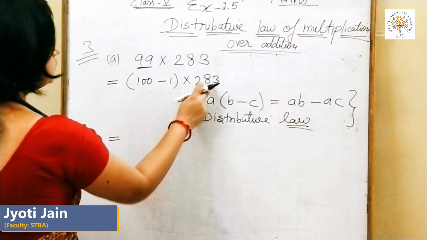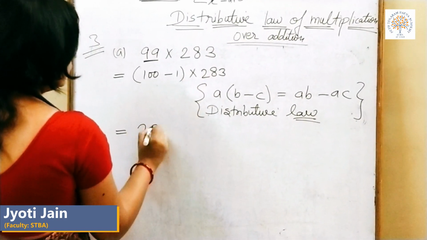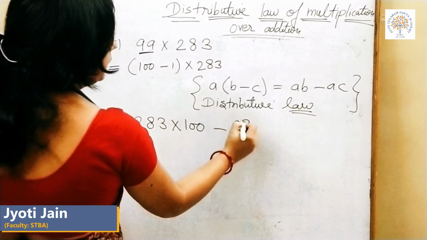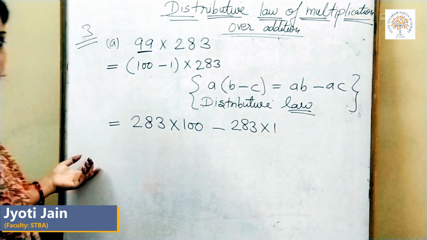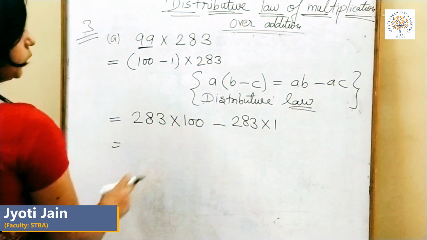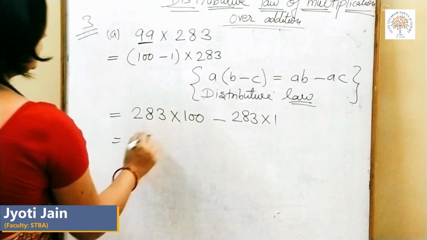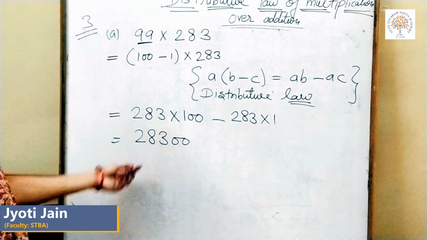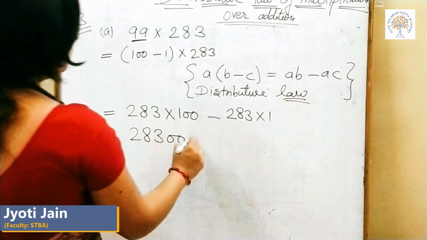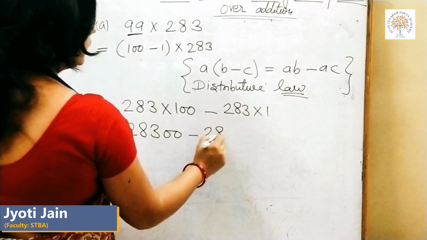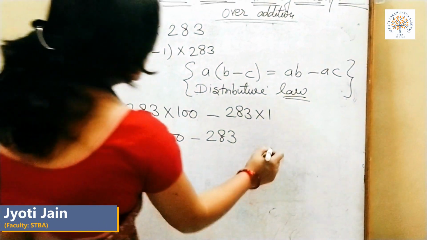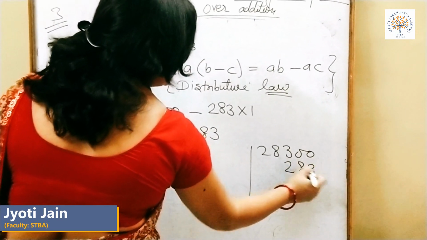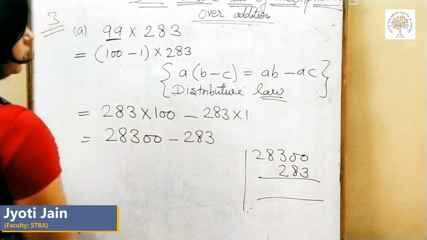So 100 minus 1. So this one is 283 multiplied by 100 minus 283 multiplied by 1. So 283 into 100 is 283 followed by 2 zeros. That will be 28,300 minus 283 into 1, which is 283. So you can do the subtraction here. 28300 minus 283. This is your rough work.